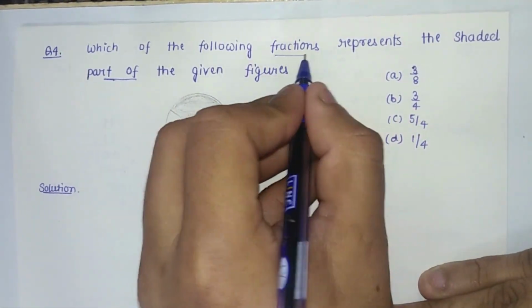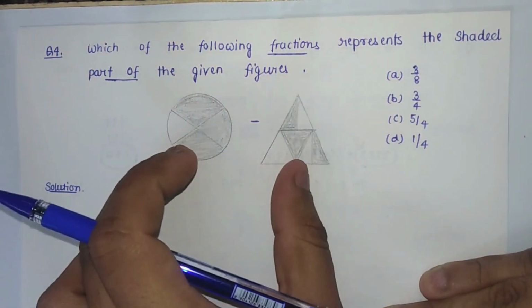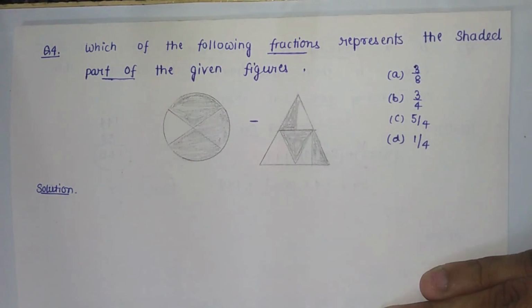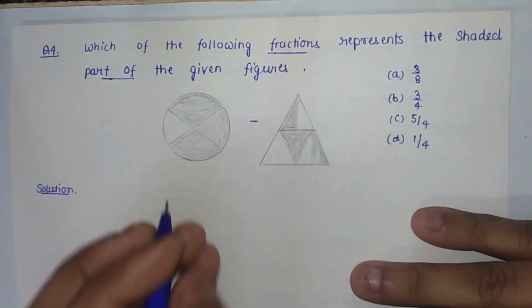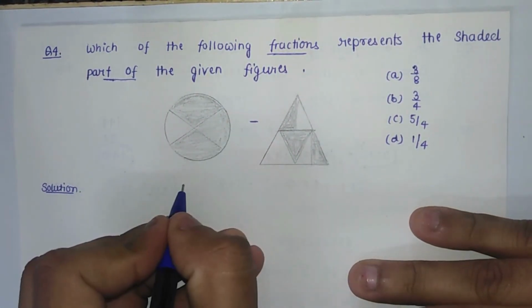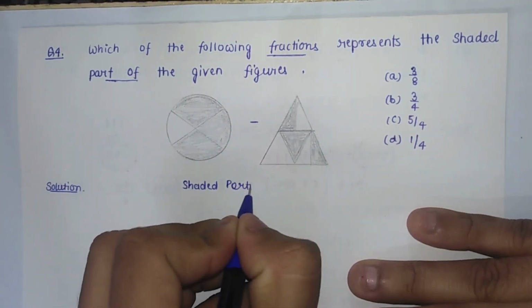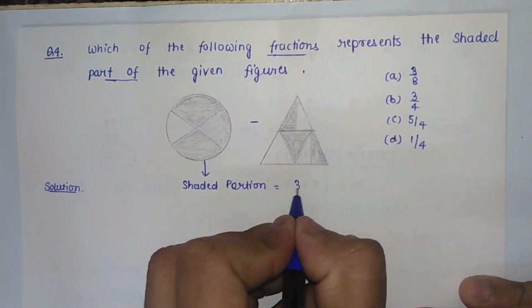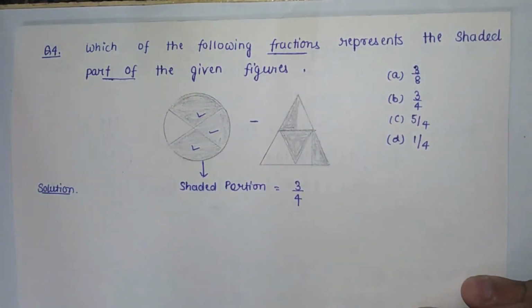So this is given, which of the following fractions represent the shaded part of the given figures. So we have taken the difference of this, and we have to give the difference of the fraction of shaded portion in the answer. If we talk about this figure, there are total 1, 2, 3, 4 equal parts, out of which 3 are shaded. So we can say the shaded portion for this figure is equal to 3 by 4, because 3 parts are shaded, 1, 2 and 3 out of total number of parts, which is 4.